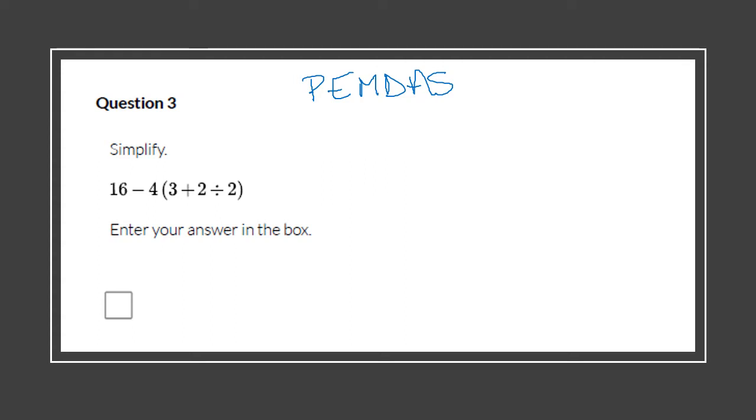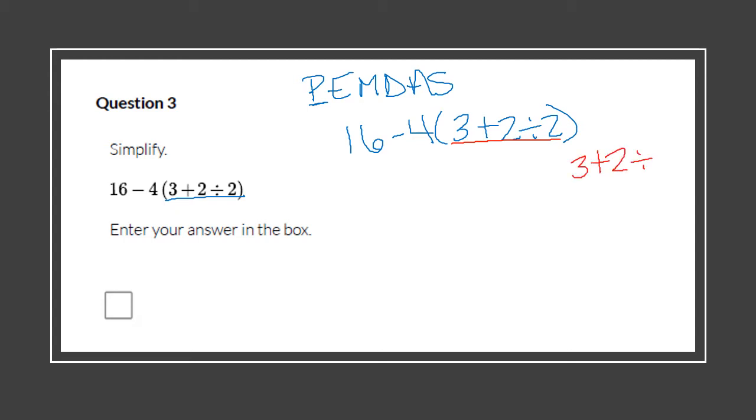Okay, so I'm looking for parentheses. Oh, I've got a set of those. So I'm going to work everything inside those parentheses first. So I'm going to look inside these parentheses. So if you would like, you could rewrite it over here as its own separate problem. And I would do the multiplication and division first. So 2 divided by 2 gives me 1. And 3 plus 1 is 4.